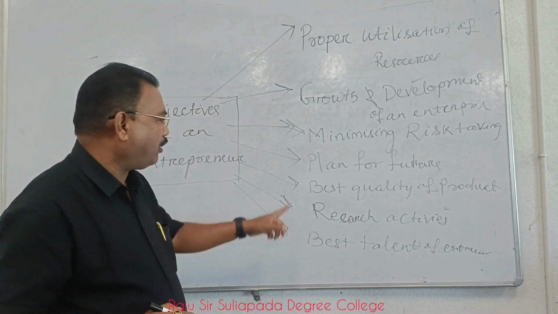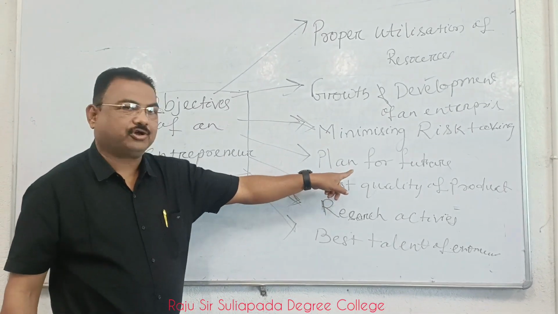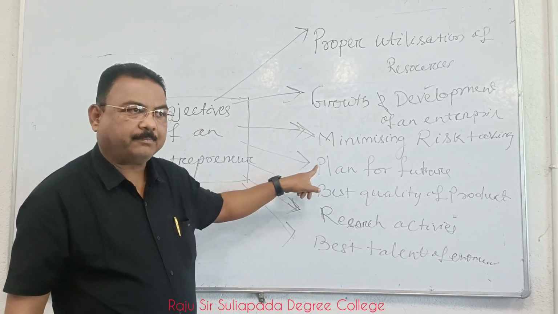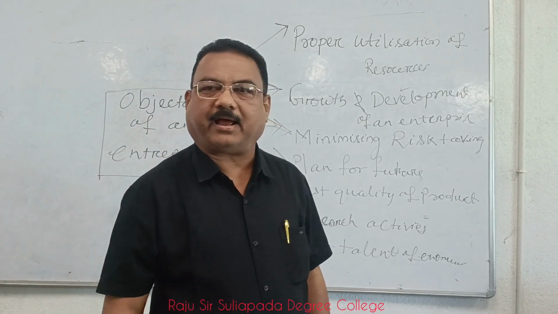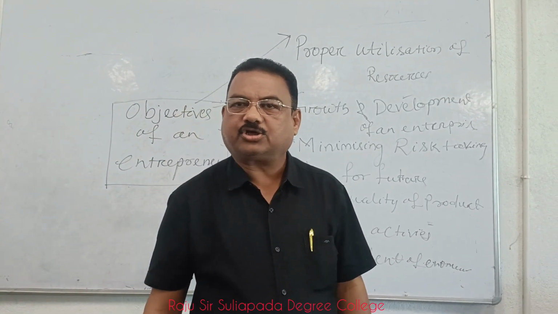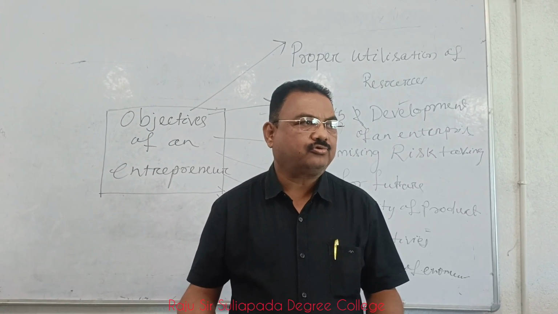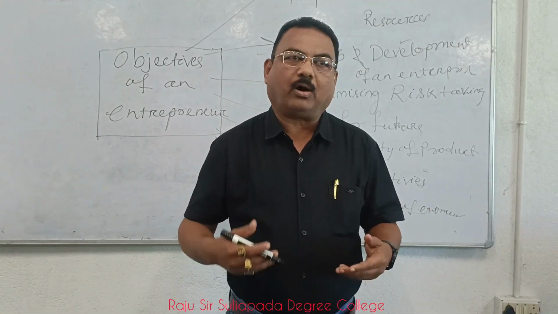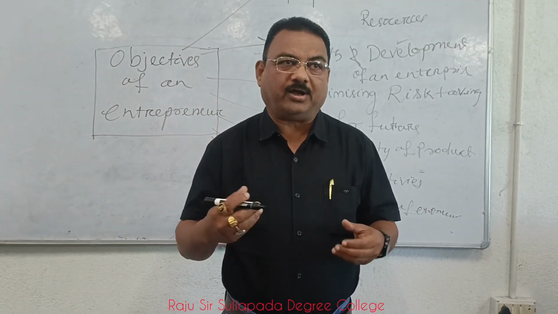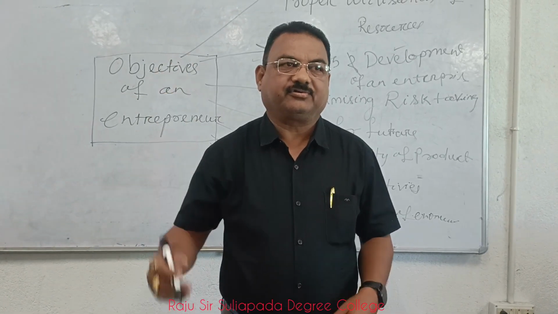Another point is called plan for future. Every entrepreneur's objective is how to produce goods, how much to produce, and what will be our quality of product for future trends.